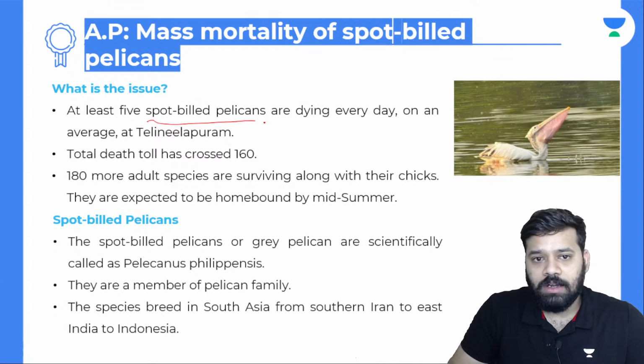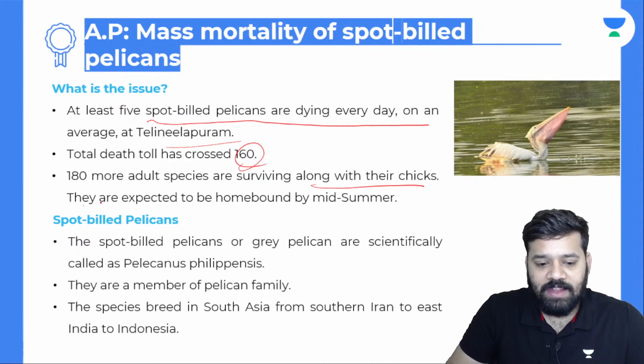At least 5 spot-billed pelicans are dying every day on an average at Telinilapuram. Total death toll has crossed 160. 180 more adult birds are surviving along with their chicks. They are expected to be homebound by midsummer.